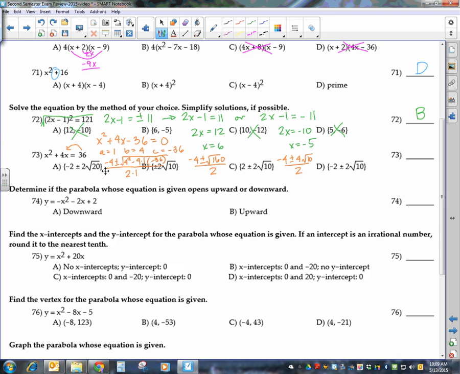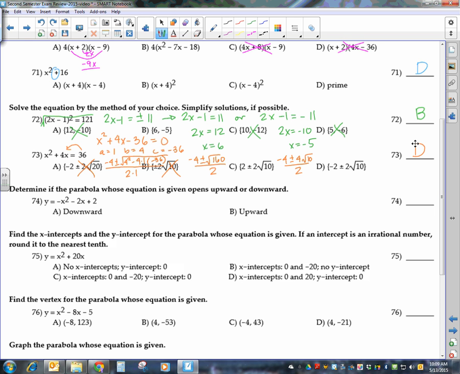So which one of those is that? Hopefully you can see that's not B. We got square root of 10, so I know it's not A, so it's one of these two. And the only difference is that has a plus 2 and this has a minus 2. So hopefully you can see that your answer has to be D. If you have any questions about that one, just come see me, please.